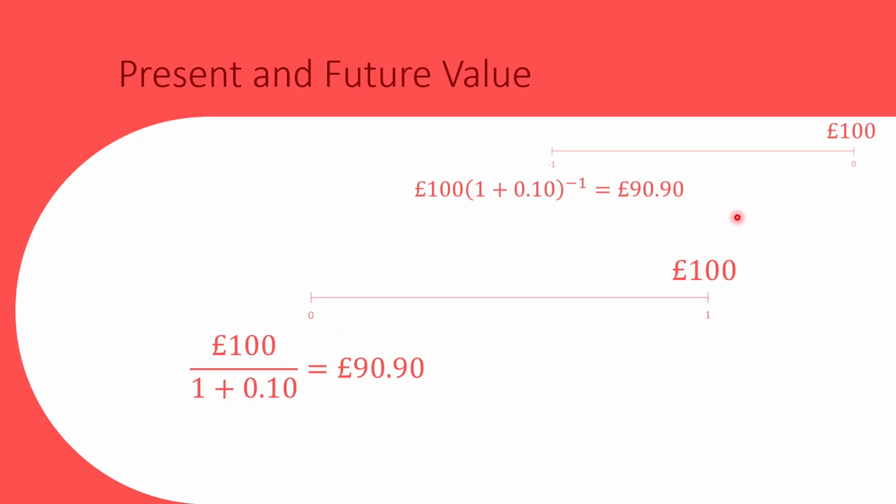And this one we're familiar with because we've seen this before, right? This is now, this is the future. We can just discount this by doing 100 divided by 1 plus 0.10, and we can calculate the present value. And both of these are identical, right?